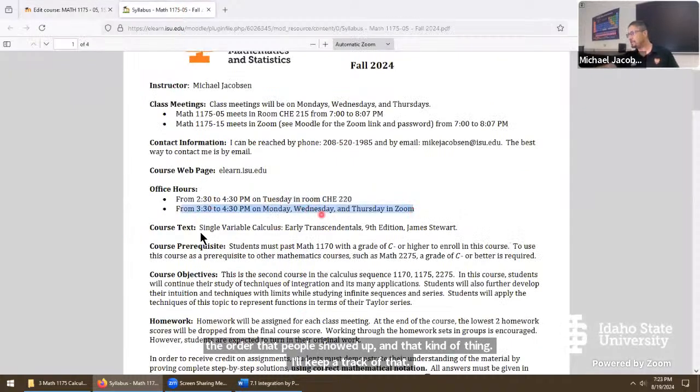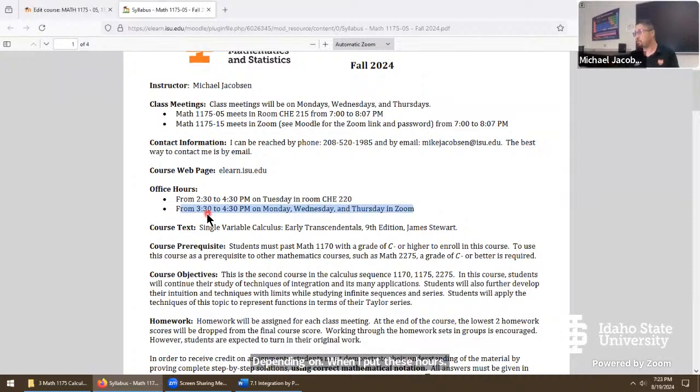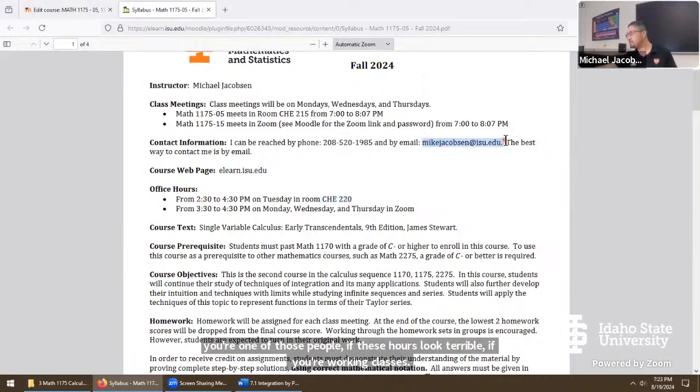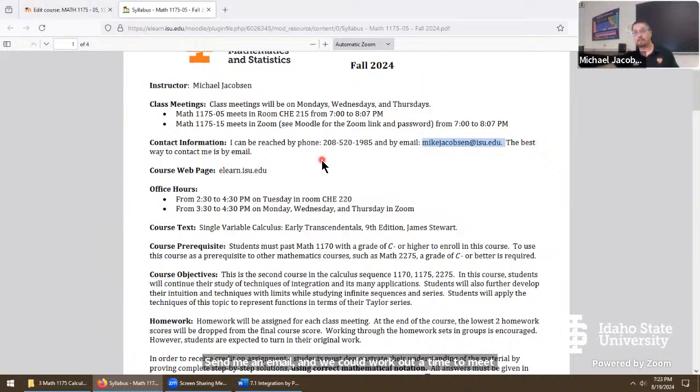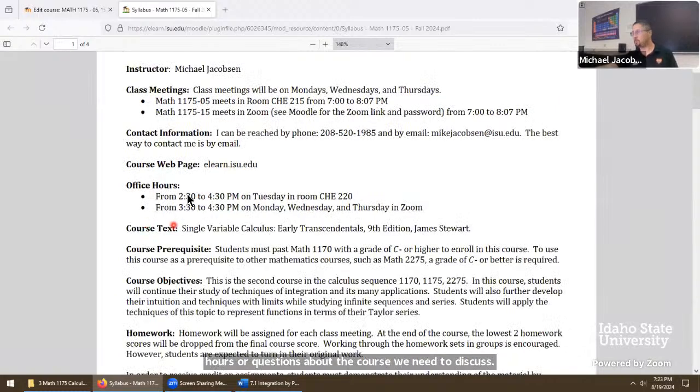But usually, depending on when I put these hours, sometimes they work really well for students. I get a bunch of people in Zoom or in room 220. Other times I feel like I picked a schedule that didn't work for anybody. If you're one of those people, if these hours look terrible, if you're working, taking other classes, just go back to this one. Send me an email and we could work out a time to meet one-on-one and do whatever kind of office hours or questions about the course we need to discuss. Any questions about that so far, folks? Okay, so that's ways of contacting me, that kind of stuff.